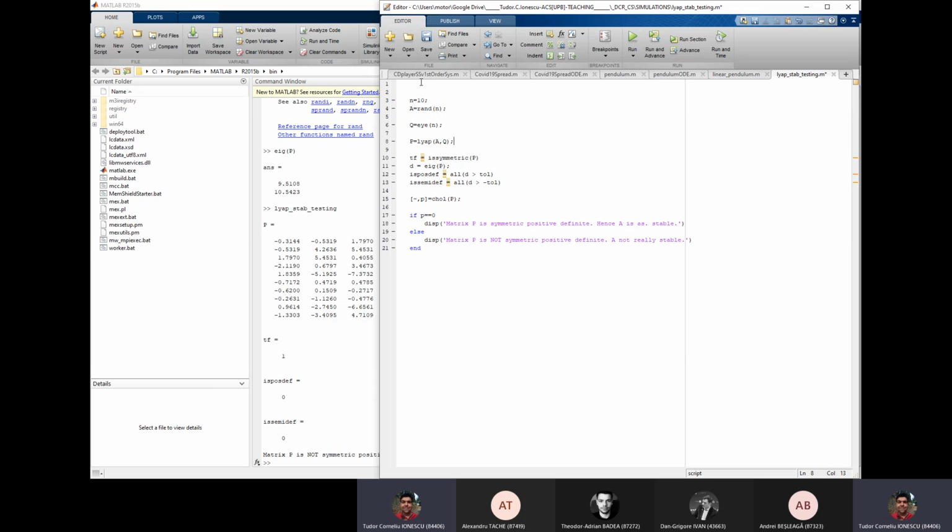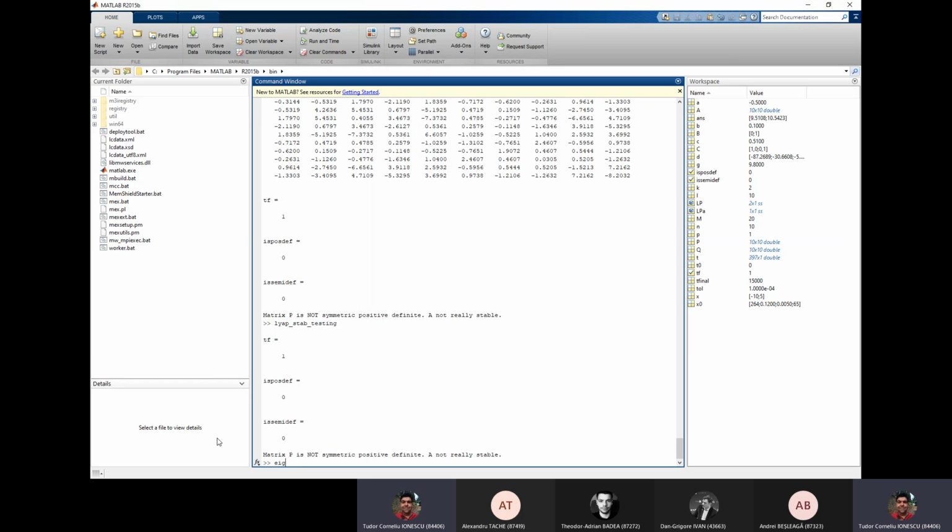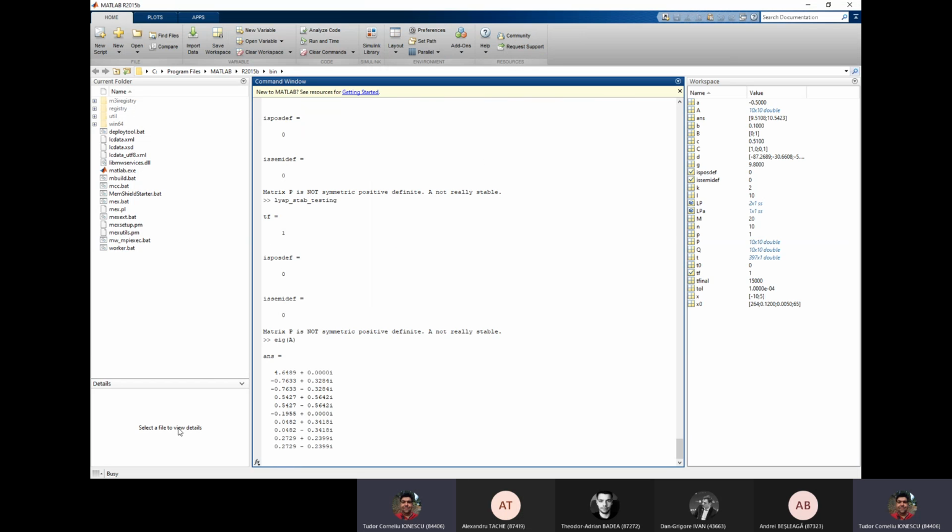Oh, tol. Should have here tol equals 0.001. Okay, let's go back. Is not symmetric positive definite. Okay. Does this P show you if it's semi-positive definite? No. You see, there are positive eigenvalues. Right half plane eigenvalues, positive real parts.